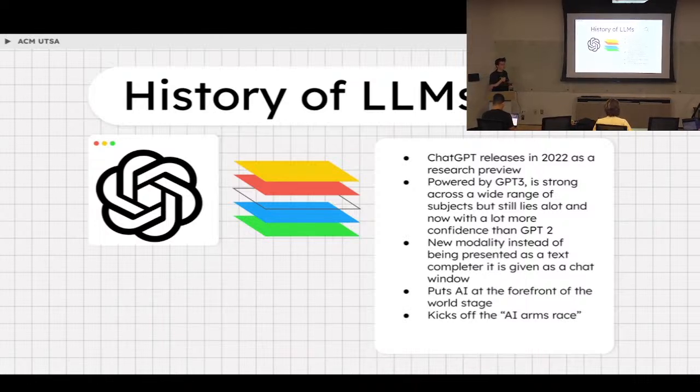Also, this really is the turning point that puts AI at the forefront of the world stage. I'm sure all of you remember when ChatGPT came out, and slowly but surely everybody started using it. Even people who have no interest in anything technical began using AI, using ChatGPT. In many ways, it became synonymous. It wasn't AI, it was ChatGPT, in the same way that you would maybe call a box of tissues Kleenex. And this also, in many ways, kicked off the AI arms race.